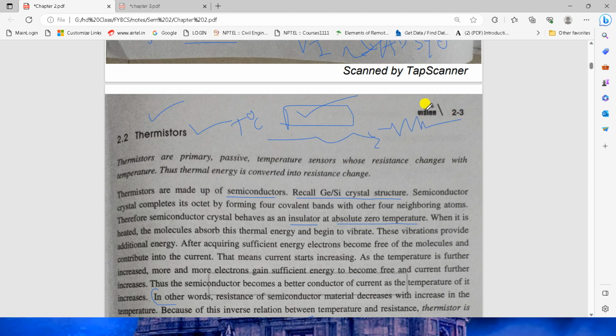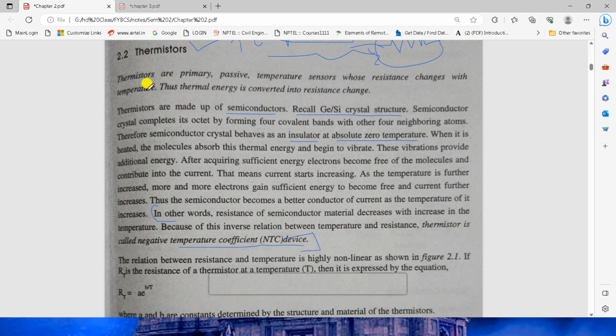Symbolically we represent the thermistor in this way. T stands for the thermistor. Here the thermistor resistance changes according to the temperature. Thus the thermal energy is converted into an electrical resistance change. Thermistors are made up of semiconductors.